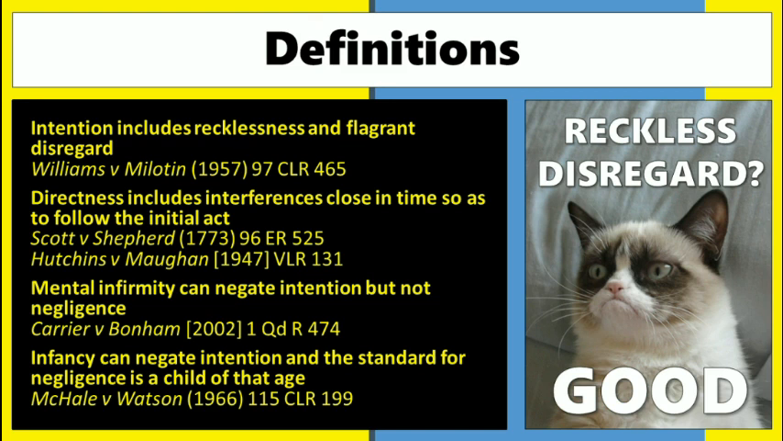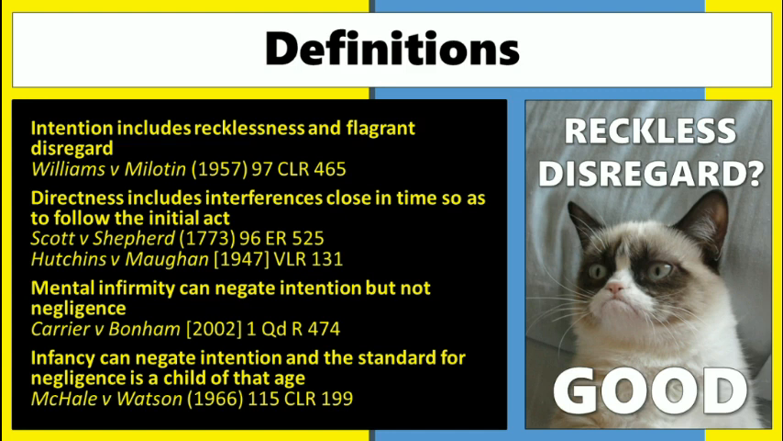Some torts we're about to talk about have directness as an element of that particular cause of action. What that means is that a person must either directly, in other words, themselves, do the particular physical thing, or they can set about a chain of acts that still nonetheless are deemed to directly follow the particular initial act.